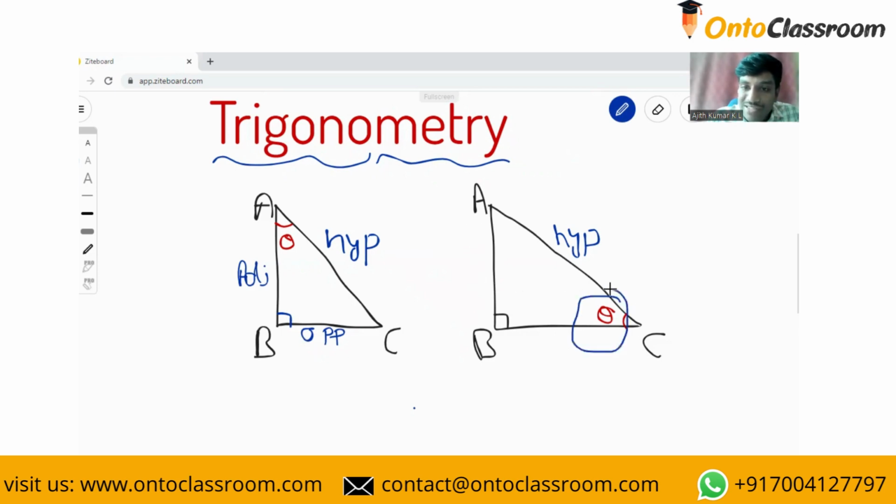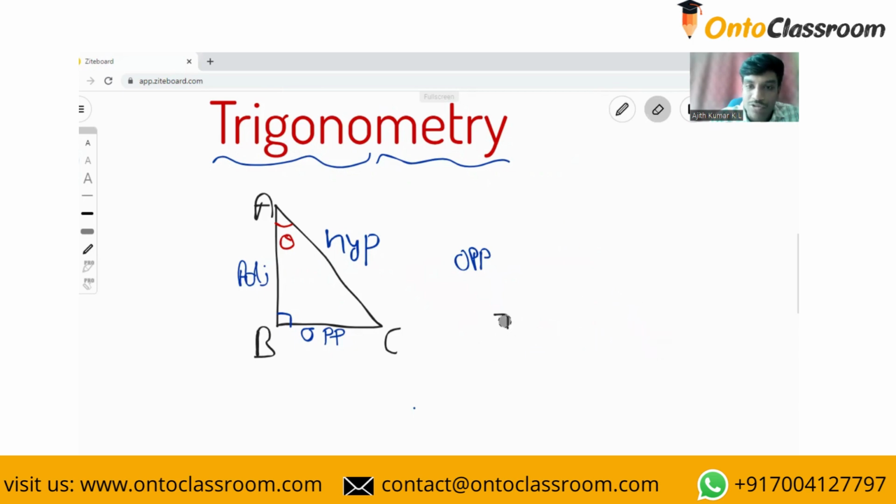Why? Because we considered angle theta as this one. So the side that is opposite to the angle theta is AB, and this is the adjacent side. So basically the adjacent side and the opposite side depend on the angle that we have chosen, and the hypotenuse is the side which is opposite to the 90 degree angle. With this we will define 6 trigonometric ratios. This is the introduction to trigonometry, wherein you have understood the opposite side, hypotenuse and adjacent side.